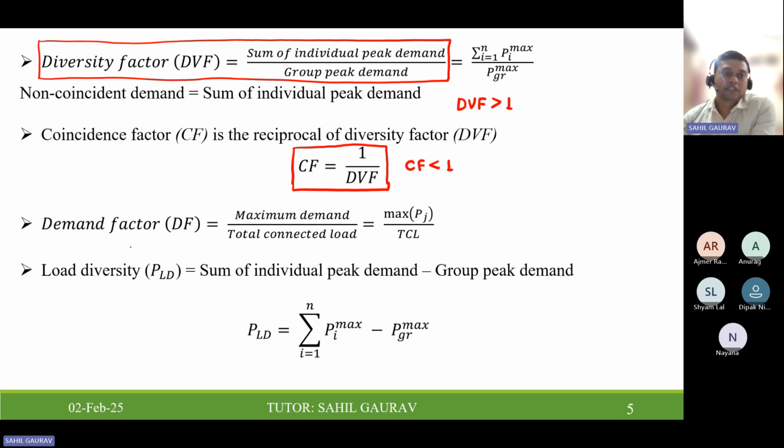Now we have another expression, demand factor. So what do you mean by demand factor? Demand factor is the ratio of maximum demand to the total connected load.